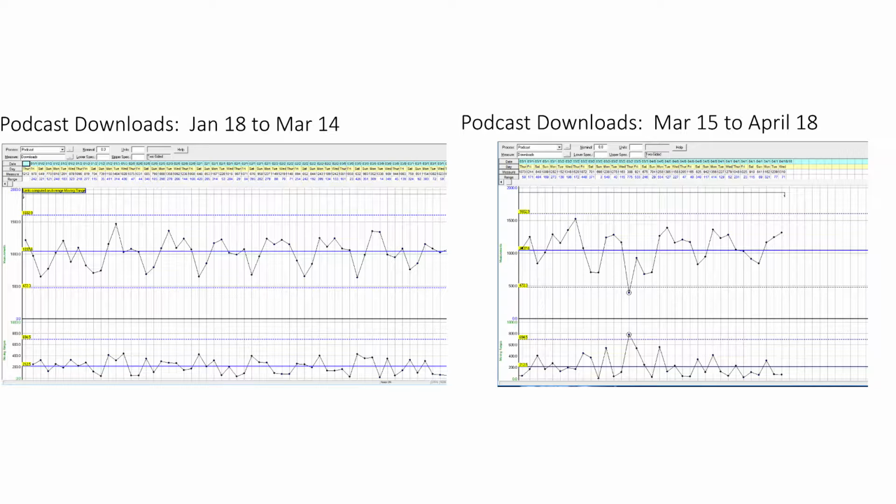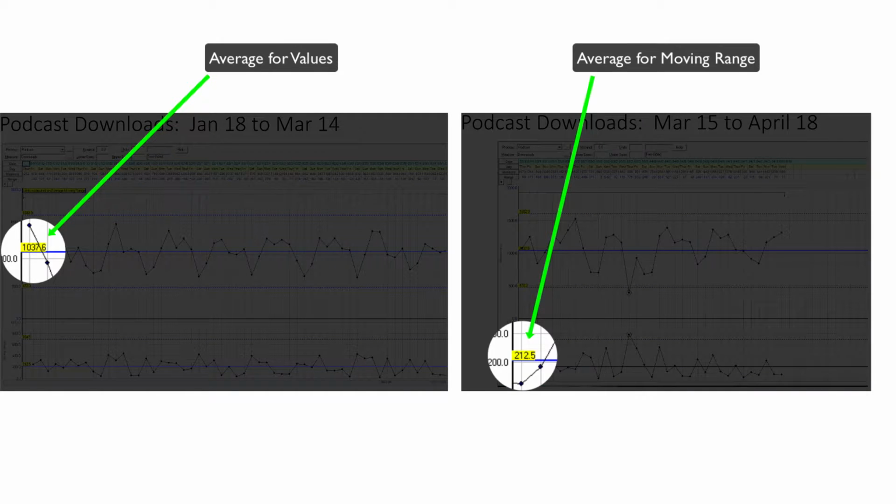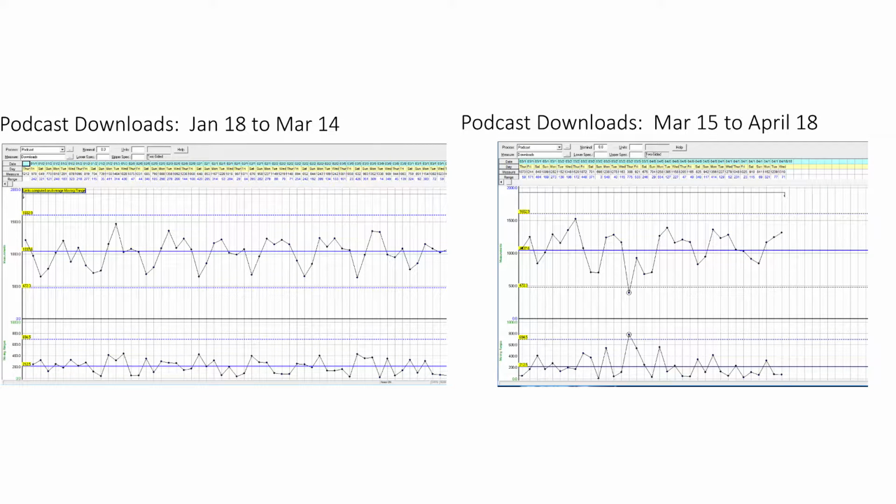And the cool thing about the individuals and moving range chart is you can get messages about what might be going on in a couple of ways. First of all, this chart shows some limits, shows an average for the values and an average for the moving ranges. So we see about where the middle is for each of those series. And then we put some limits around them that were figured out by Walter Shewhart many years ago. And with these limits, we can look and see if there's a point that falls outside the limits. So that's the first thing I do.